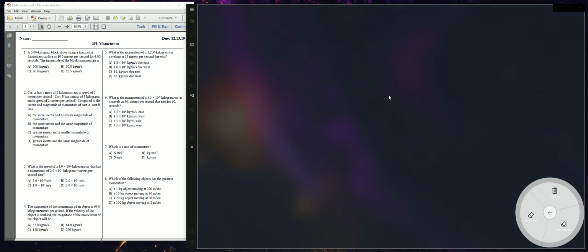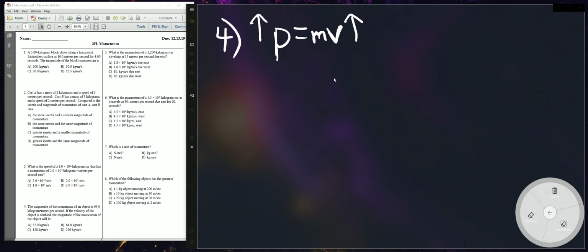Great. 4. It asks you for the magnitude of momentum of an object that is 64 kilogram meters per second. If the velocity of the object is doubled, the magnitude of the momentum of the object will be what? If you know your momentum is m times v, and you double your velocity while your mass stays the same, then the momentum must also be doubled.